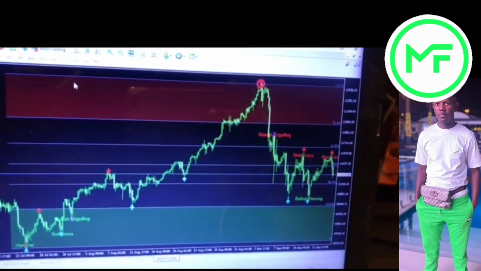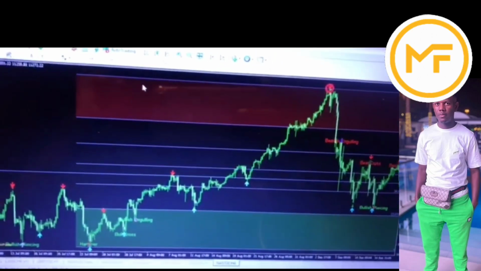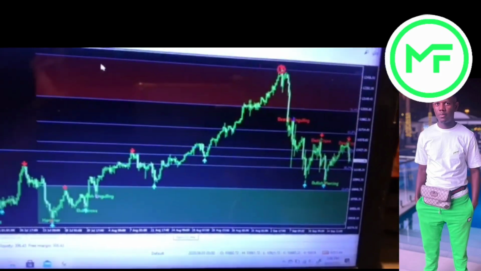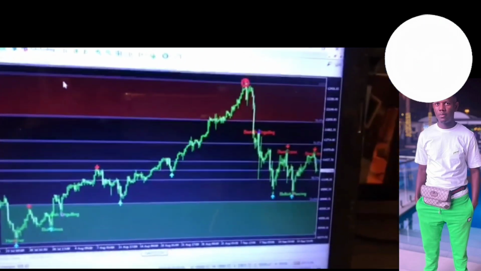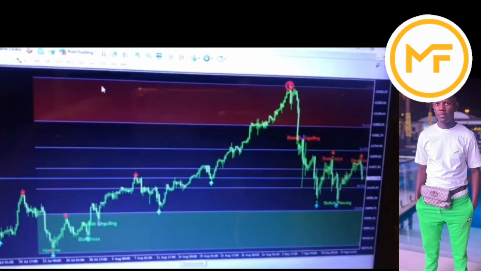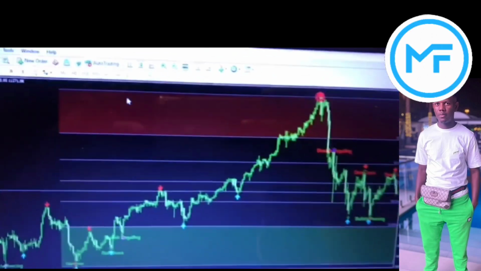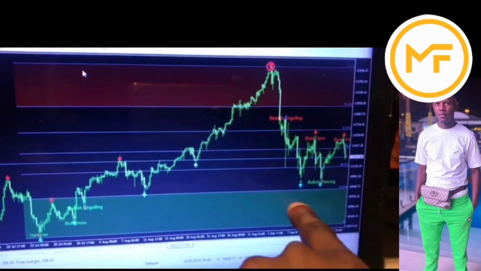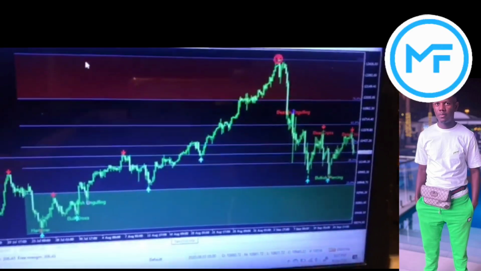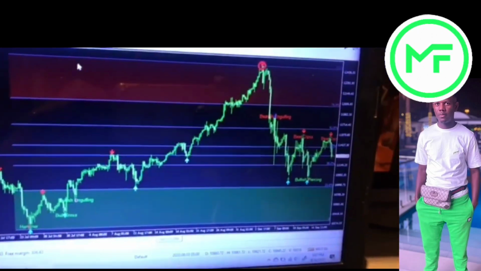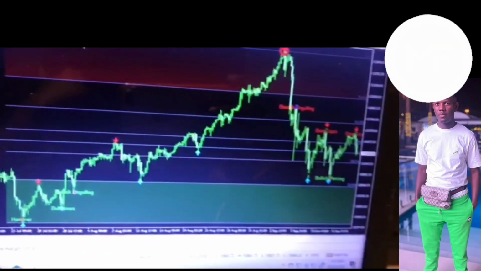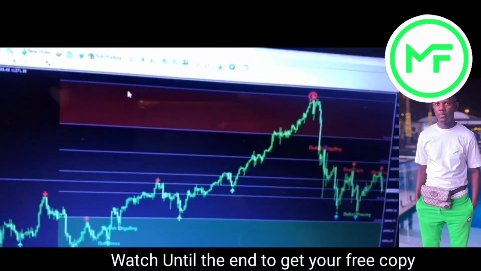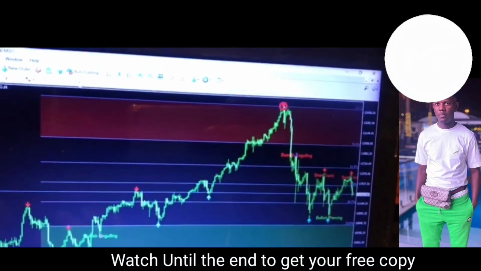So on H4, you'll only be looking at the market direction, where the market is going right now. Meaning, if it's from the red zone, it has to go to the green zone. If it's from the green zone, it has to go to the red zone. So you'll be looking at where the market is going next. For now, the market hasn't reached the red zone or the green zone, meaning the market is still in a sell zone. So on H4 you're looking at your direction, and then you'll be jumping to M30, the 30 minutes time frame.